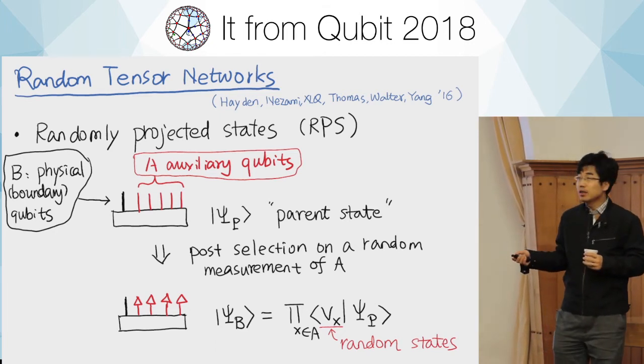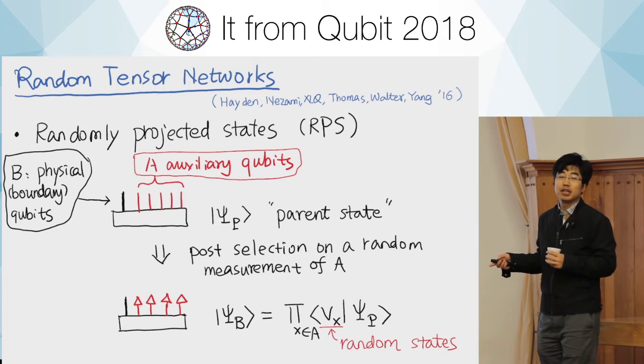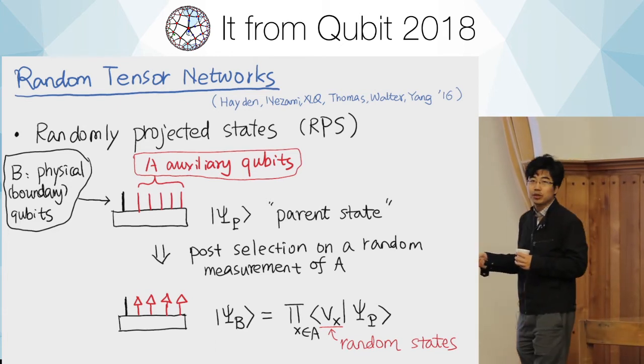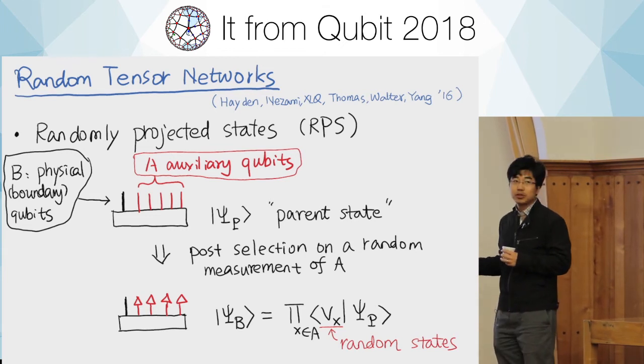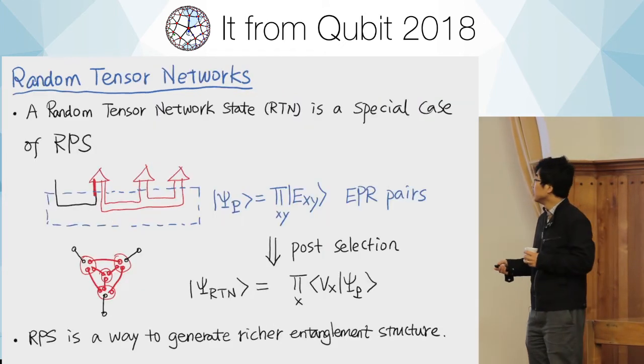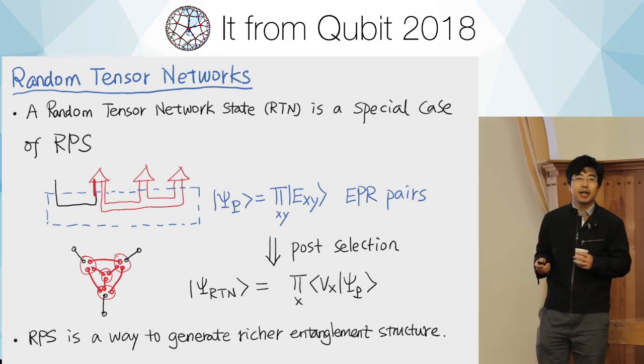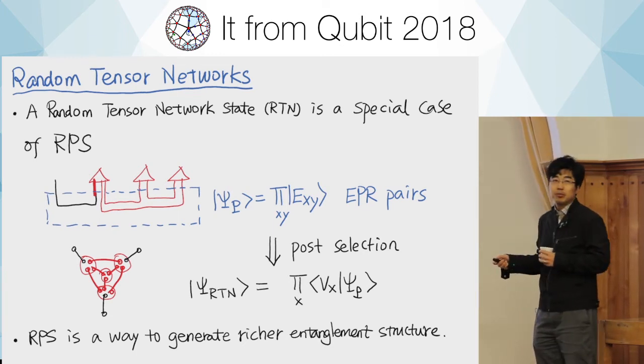That's the whole idea. This psi p can be anything, but it's only useful when psi p is simple enough so that you know its entanglement properties. And we are going to see how the entanglement properties of these two things are related. And the random tensor network, what we usually call a random tensor network, is a special case of that, which is when psi p is a bunch of EPR pairs.